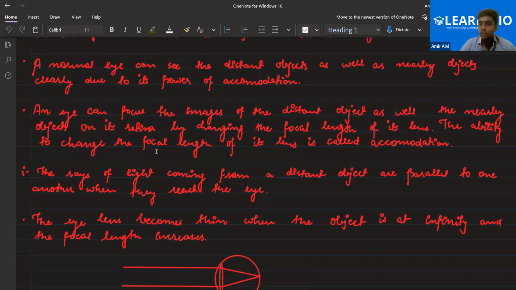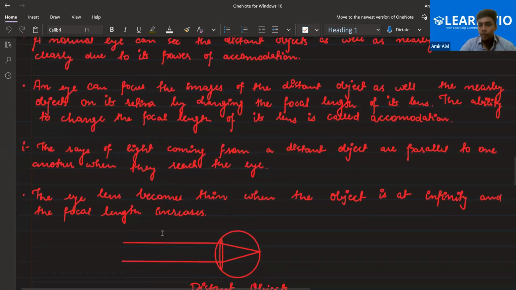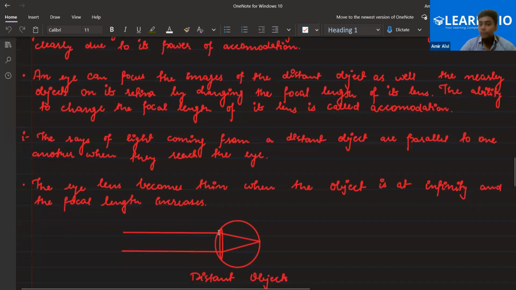One more thing about the eye lens is that the rays of light coming from a distant object are parallel. As you can see, the light rays coming from the distant object will be parallel, and they will merge at the retina. Say yes or no, clear? Yes. That's great. So whenever the light rays come from the distant object, the focal length will increase and the lens will be thinner, because that's how the image is formed at the retina.